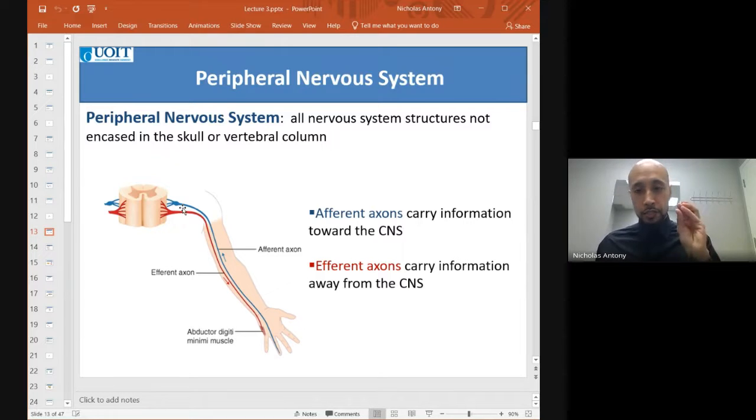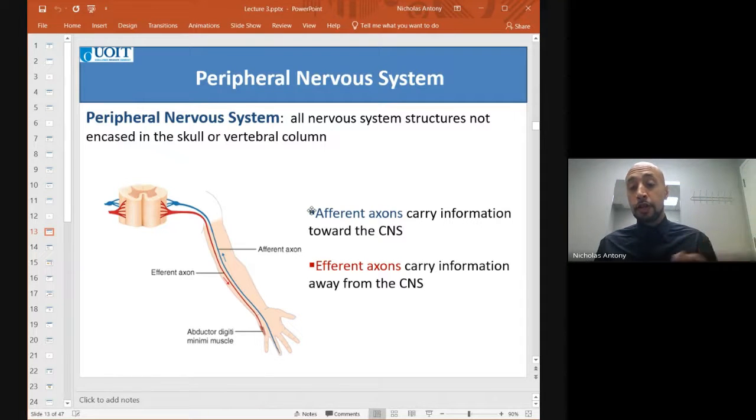Now, if you zoom in on how these enter the spinal cord, axons or nerves can flow in one of two directions. Afferent axons carry information from the periphery up to the spinal cord. I know afferent because it arrives at the brain, so that gives me the direction.